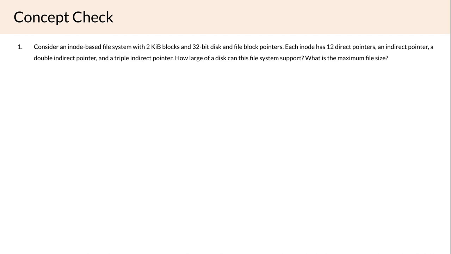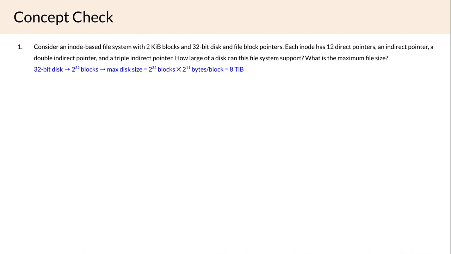So we can simply multiply the number of blocks in our system, or in our disk, by the size of each block to determine how large of a disk this file system can support. Or rephrased, how much data can we store on disk with this file system? And so that gives us 2 to the 32 times 2 to the 11, which is 2 kilobytes, and in total, that product is 8 terabytes.